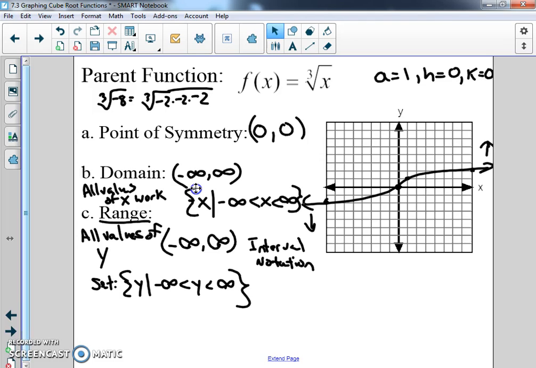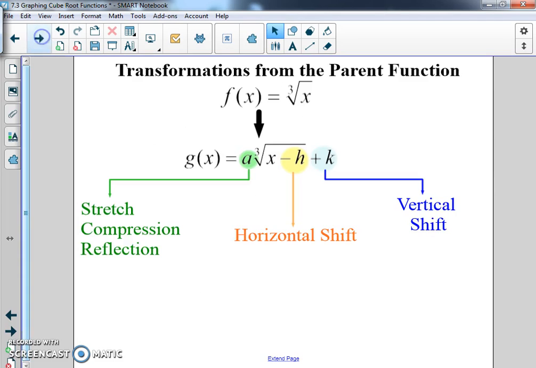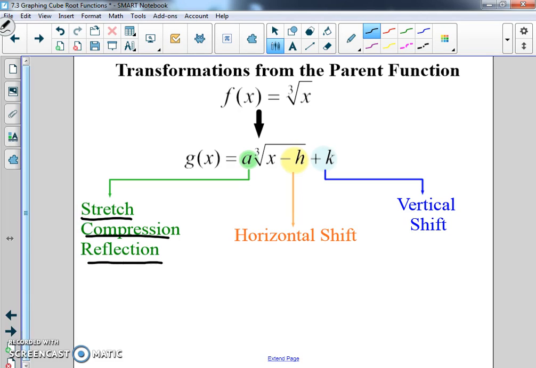Every other function is then going to be some kind of transformation or compress or expand kind of situation from this parent function, f of x is equal to the cube root of x. Now again, we're going to take a look at our transformations right here. And we're going to focus on the three parts of the transformation. Our first value out here is our a, and that's either going to stretch or compress, or possibly reflect our function. Our h values, again, are always either in parentheses or, in this case, under the radical sign.